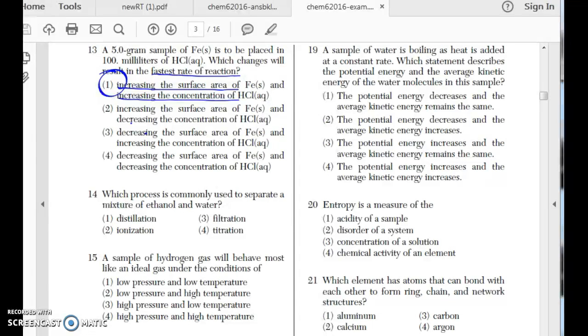So 13 is 1. 14, which process is commonly used to separate a mixture of ethanol and water? These are both liquids. We have two liquids that are what we call miscible. They're dissolved in each other. Well, the only way that I can separate two liquids is by exploiting their boiling point differences. Okay, so that has to be distillation.